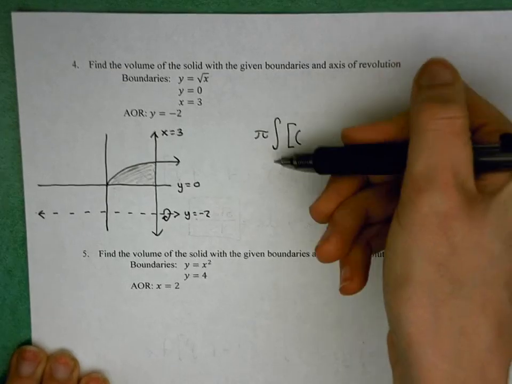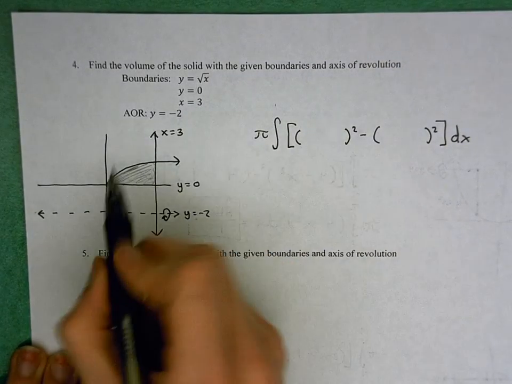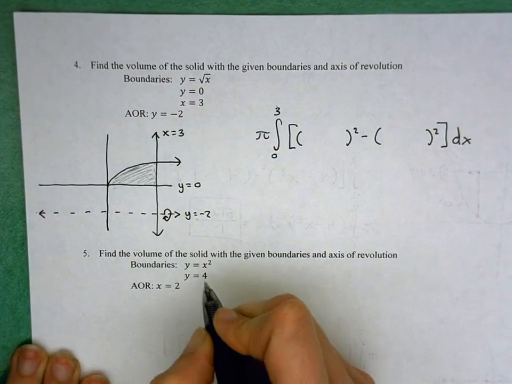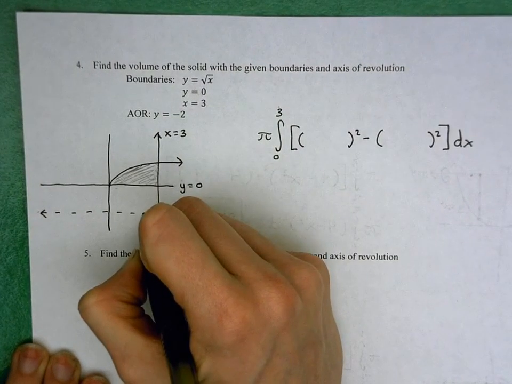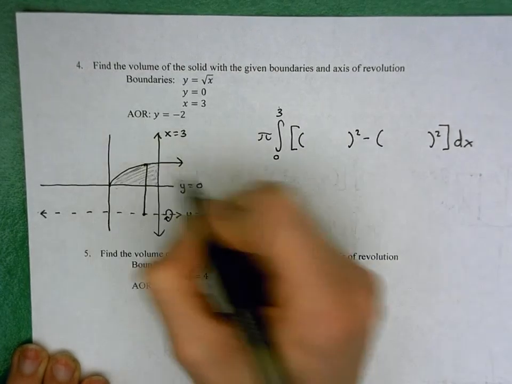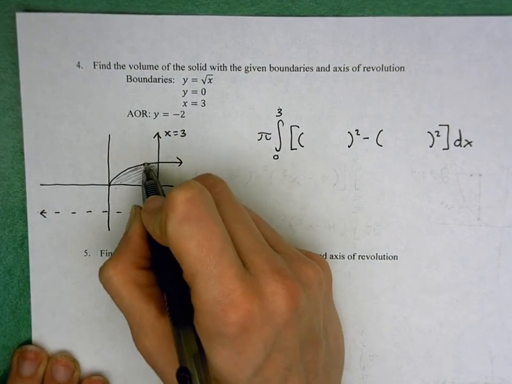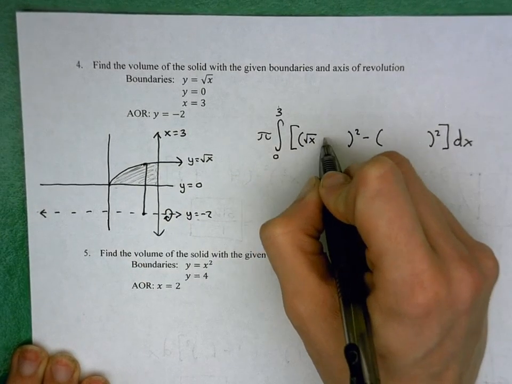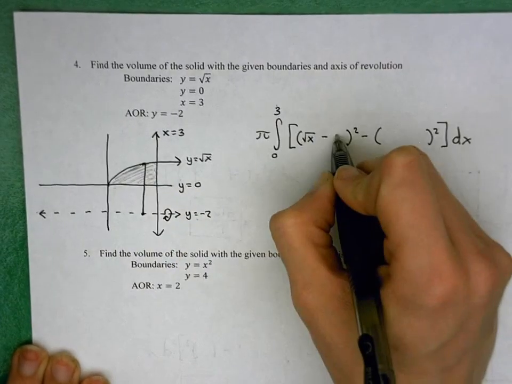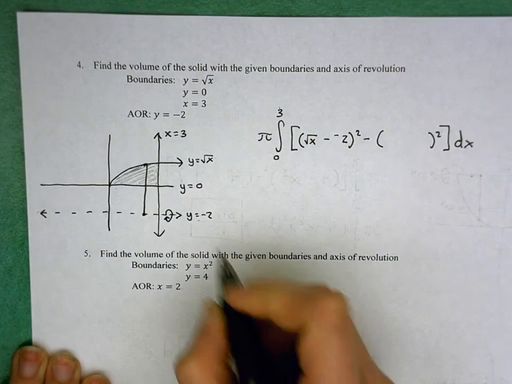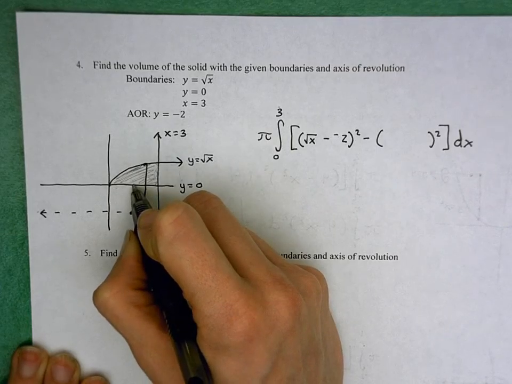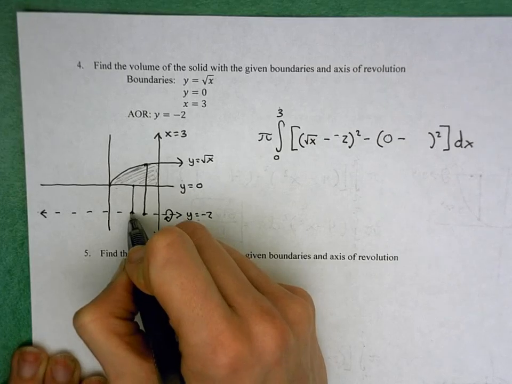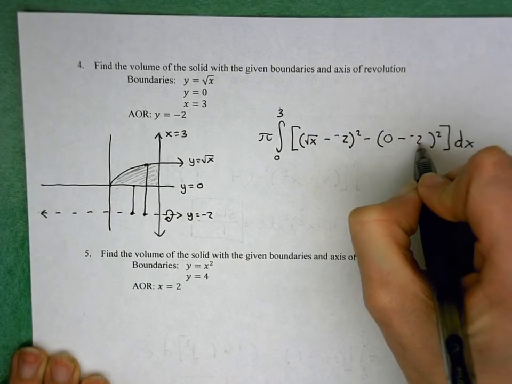And so our bounds are going to be the smallest and largest x in my shaded region. Smallest x is 0, the largest x is 3. Big R, distance from the axis of revolution to the furthest point, and then upper minus lower. Upper, this sits on y equals root x. So this is root x, minus my lower, this sits on y equals -2. Small r, distance from axis of revolution to closest point, so this top point sits on y equals 0, minus lower, which sits on y equals -2.